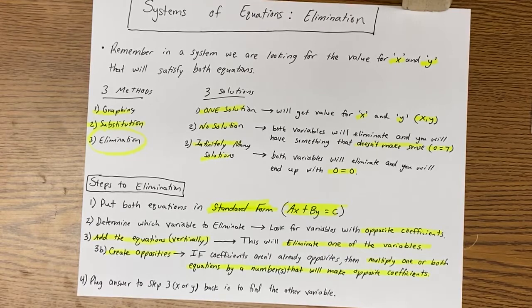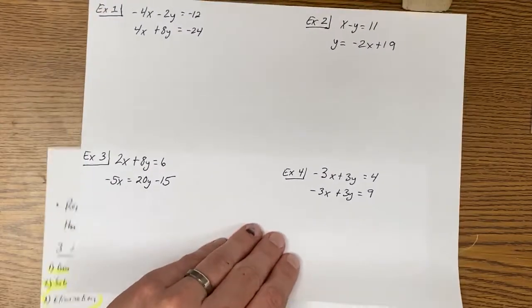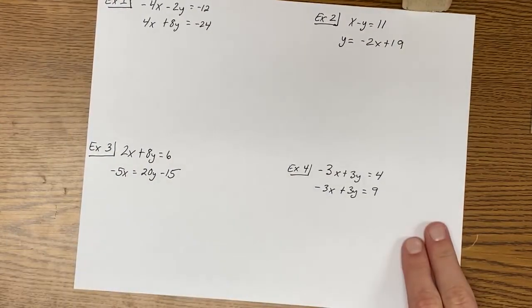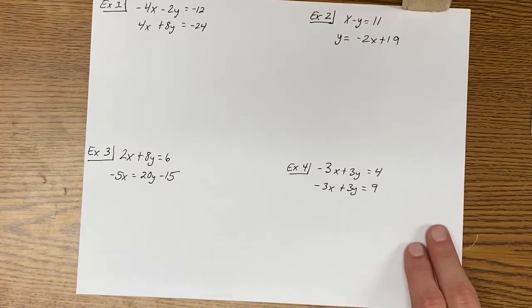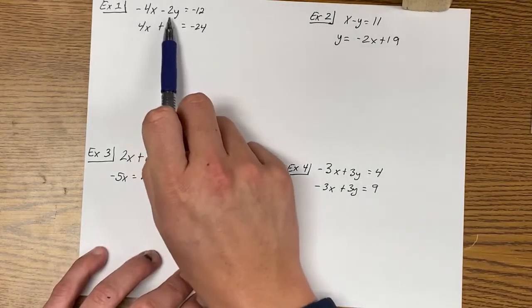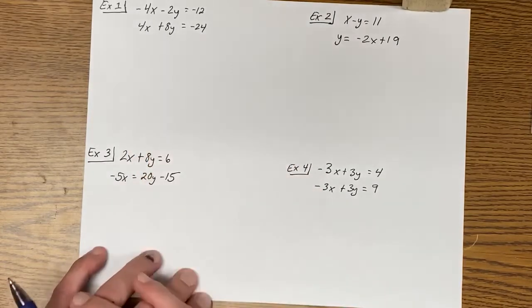And then step 4 is to plug in our answer to step 3, which is our x or y, back in either of the two equations to find the other variable. So after we do these 4 steps, we should have an x equals and a y equals if there is one solution. So we're going to look at a couple examples today for elimination. And here they are. So we'll look at example number 1. And remember our steps. Step 1 is to put both equations in standard form. Well, we have ax plus by equals c, ax plus by equals c.